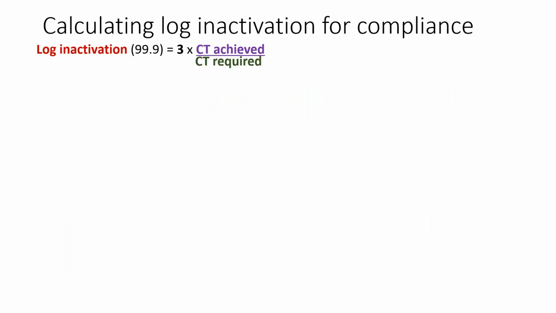Now finally, as we wrap up here, there's an equation I want to introduce to you, and it's a way to calculate the log inactivation. In this case we're looking at the 3 log inactivation for Giardia, the 99.9% inactivation. And so the equation is 3 times the CT value achieved divided by the CT value required. Now, I want to explain this equation. If we achieved 76 and we were required to get 76, that 76 divided by 76 would be 1, right? So 3 times that 1 gives you 3 logs. That's why that 3 is there.